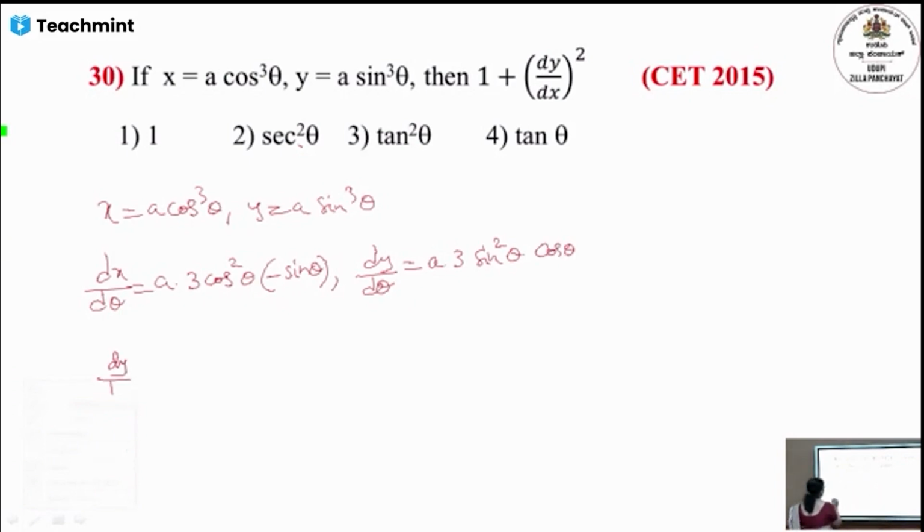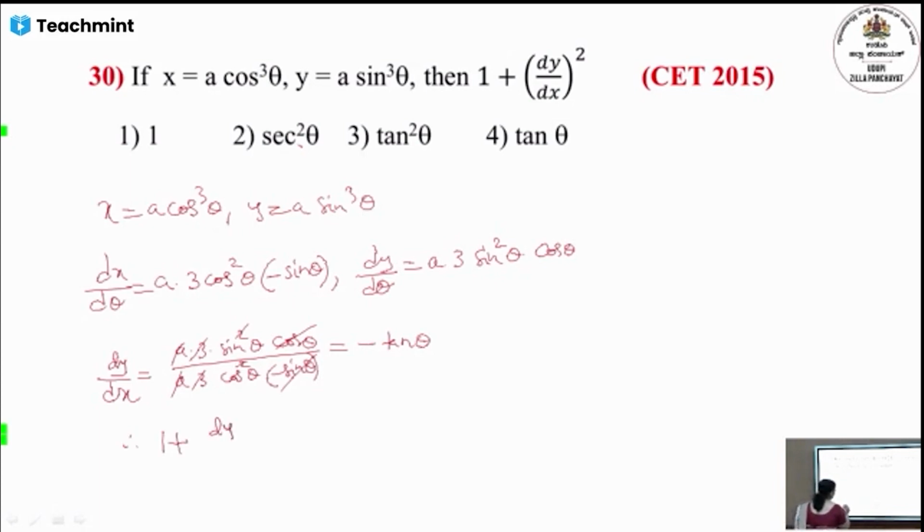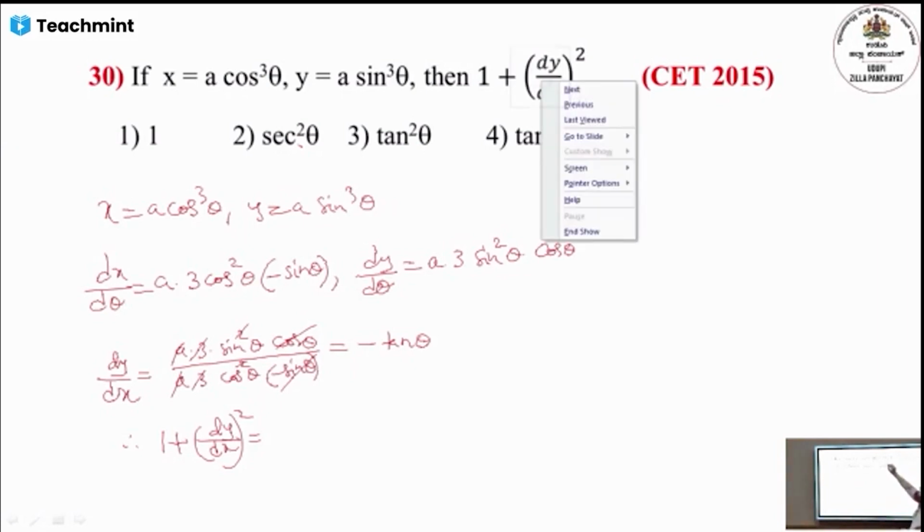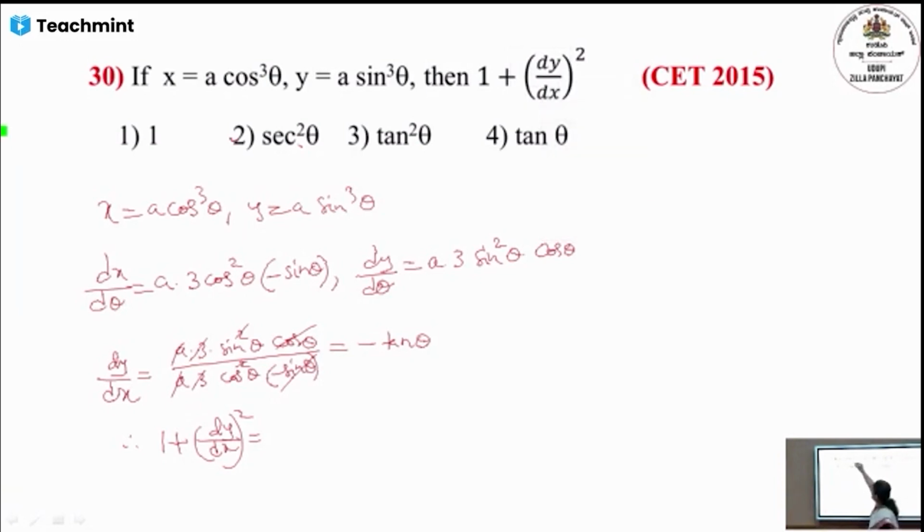So my dy by dx is dy by d theta, which is a into 3 sine square theta cos theta, divided by a into 3 cos square theta minus sine theta. One sin theta gets cancelled, one cos theta gets cancelled, what remains is minus tan theta. Therefore, what will be 1 plus dy by dx whole squared? Actually, you should not write all these things. I get minus tan theta, I should look at the question paper. Minus tan theta whole square, that is tan square theta. 1 plus tan square is secant square. So the second one is the option. So this is 1 plus minus tan theta whole square, that is 1 plus tan square theta, which is secant square theta.